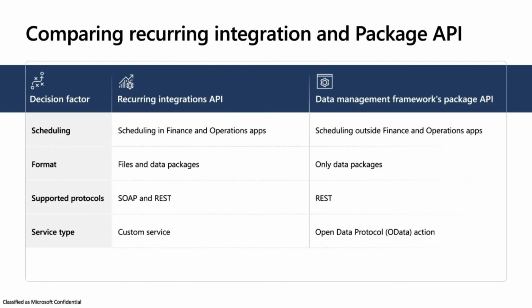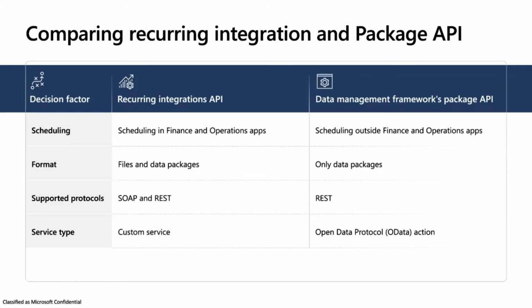Now, the most important part is how to decide when to use recurring integration and package API. With recurring integration, you can schedule that integration within finance and operations. When you create a data project for recurring integration, an important part of setting it up is to set up a recurrence. Whenever any client sends a file, it gets into queued status, and then a finance and operations job runs and picks it up to process it. So you control that integration within finance and operations.